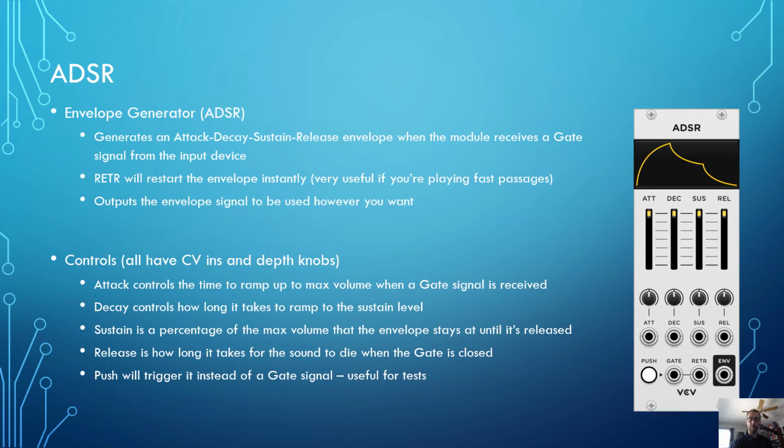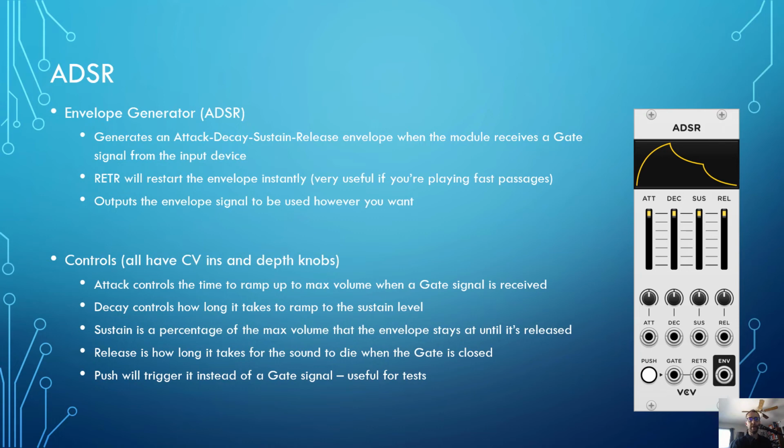Envelopes can be used to change pitch. They can be used to change the cutoff frequency of a filter. They can be used to change the amplification level, feedback on delay, pretty much anything. So all of the controls have CV and depth knobs, and these are the really, really important controls.